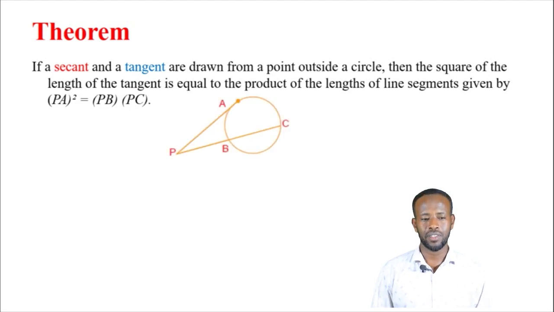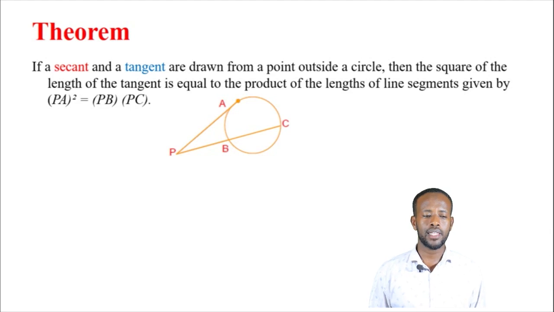This is the figure. Which one is the tangent line? The tangent line is PA. If we square it, it will be equal to PB times PC. That means the secant segment outside the circle times the whole secant line. Based on this, a lot of questions can be raised.